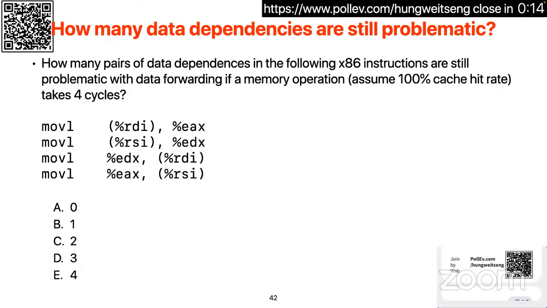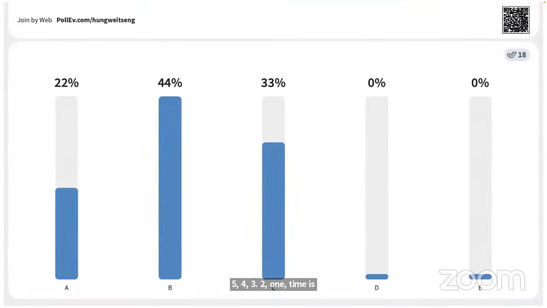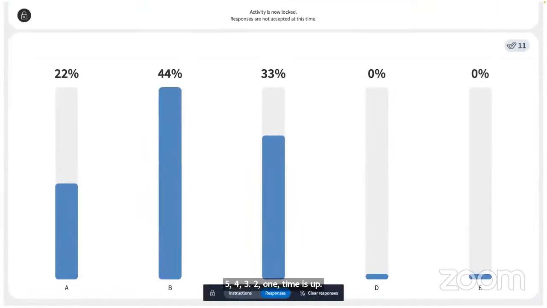All right, let's wrap up in 15 seconds. 5, 4, 3, 2, 1. Time is up. All right, let's see what you guys get. Okay, looks like we still have a pretty complex situation.